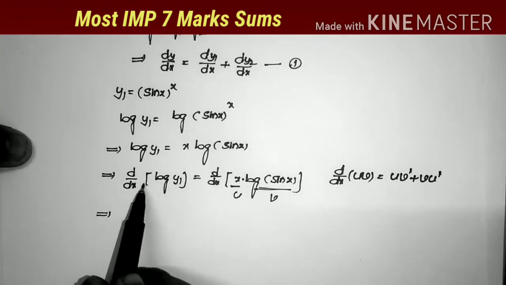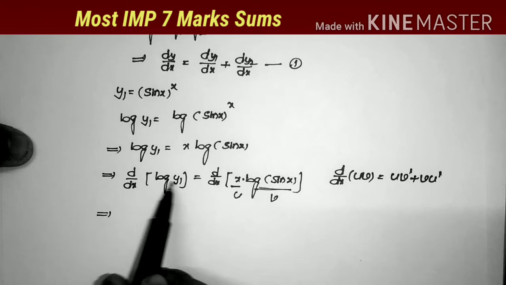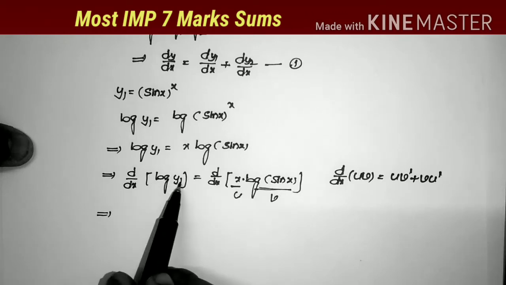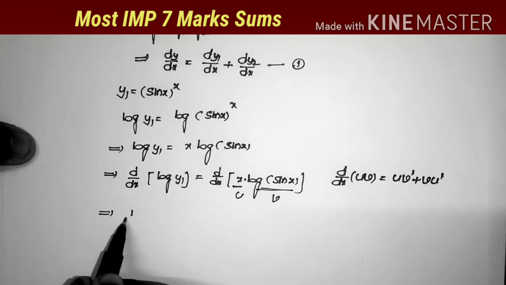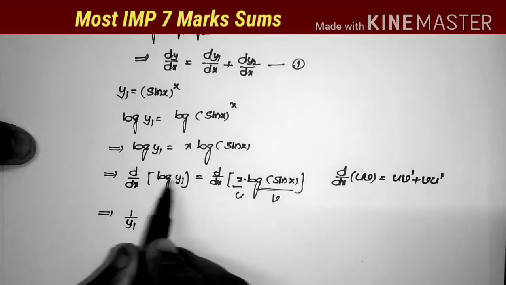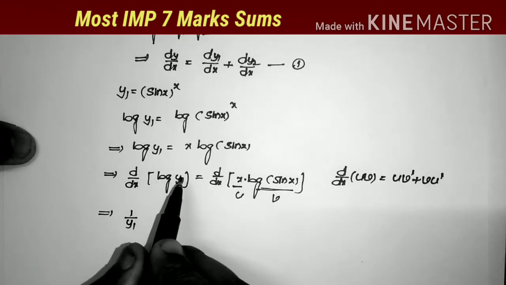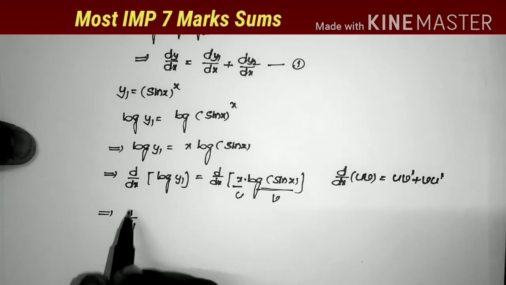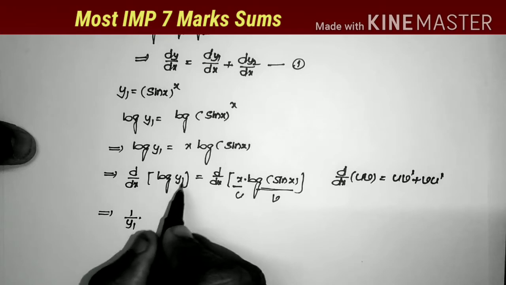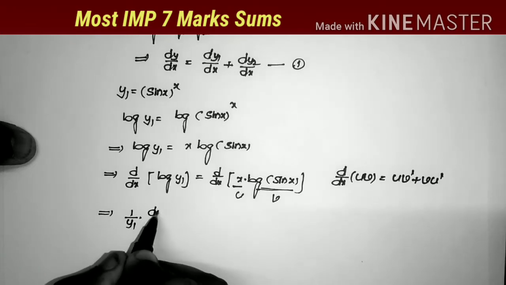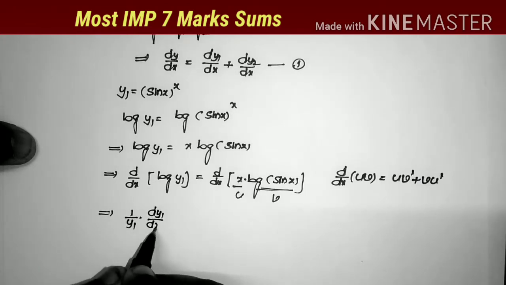And what is this form? This is log x form. What is the derivative of log x? d/dx of log x is equal to 1/x. That is, d/dx of log y1 is equal to 1/y1, times the derivative of y1. Log x gives 1/x, log y1 gives 1/y1. But what is x here? y1. Again we take the derivative of that function.